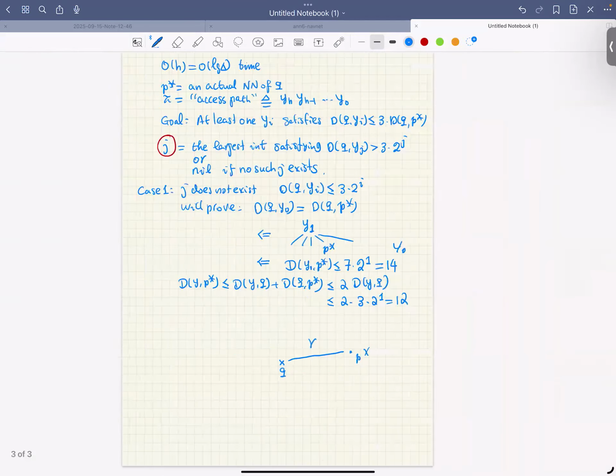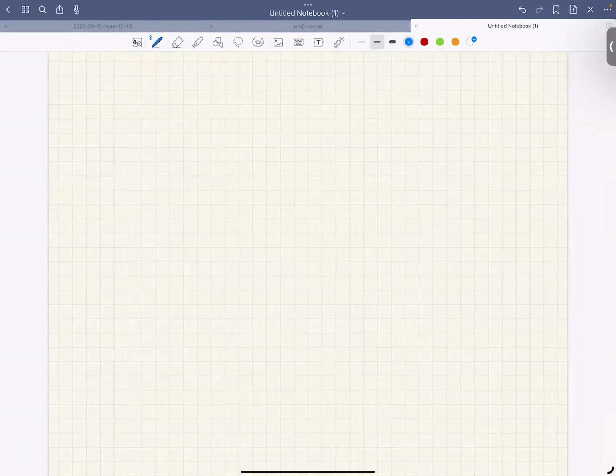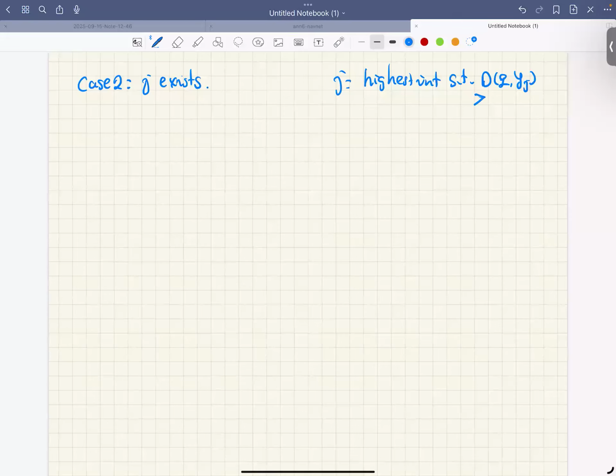Okay, so now this is case 1. We'll look at case 2 with the ideas I have given you. For case 2, this big case says j exists. Let me give you the definition again. j is the highest integer such that the distance from Q to Yj is larger than 3 times 2 to the power of j.